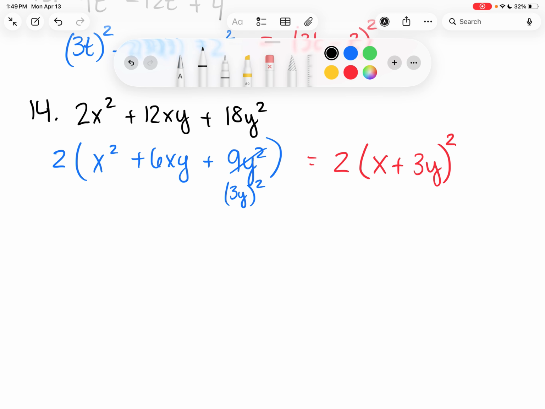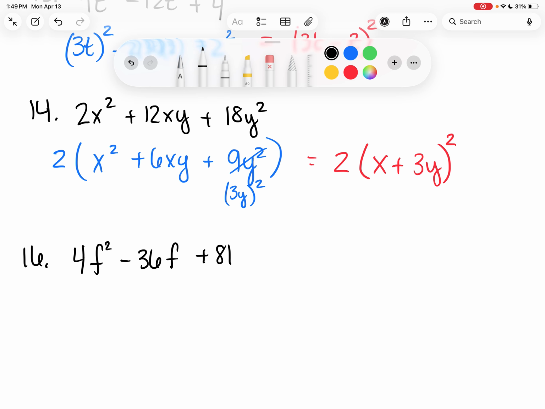16. We're getting into ones where they're not going to tell us what type it is, and we just have to figure it out. So we've got 4f squared minus 36f plus 81. What type is this?